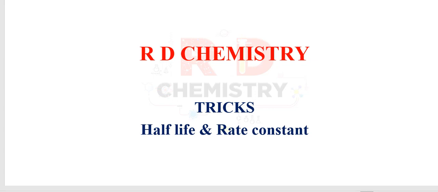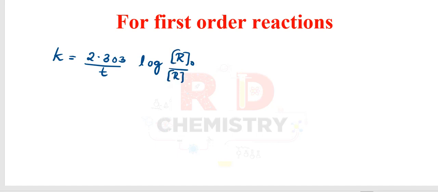In this video, let me briefly explain about half-life and rate constant. So here let me take the concept of first order reactions, half-lives. Basically we have the formula K is equal to 2.303 divided by time interval T, then log of initial concentration R naught divided by R, right? R is the final concentration, T is the time interval, K stands for the rate constant.